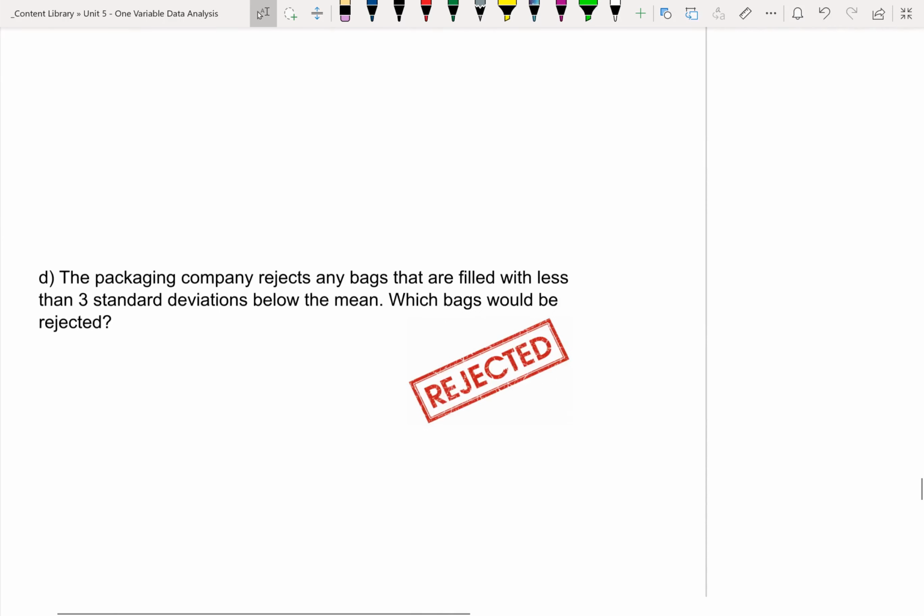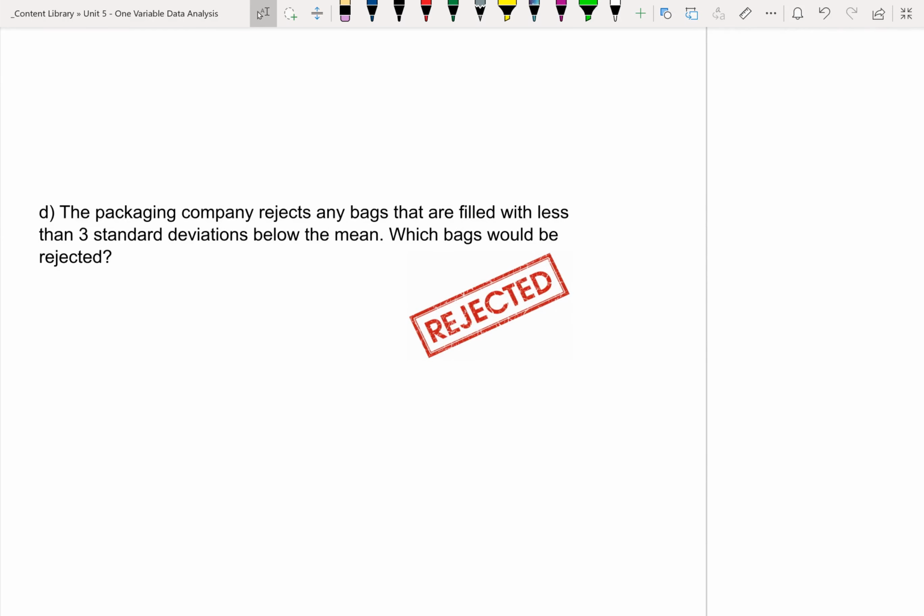And finally, the packaging company rejects any bags that are filled with less than 3 standard deviations below the mean. Which bags would be rejected? So in this case, we are still using our z-score, because the z-score can help us figure out the data value we're looking at. So z equals x minus x bar divided by standard deviation. And the value that we're looking for is x. We want to know what is 3 standard deviations below the mean.